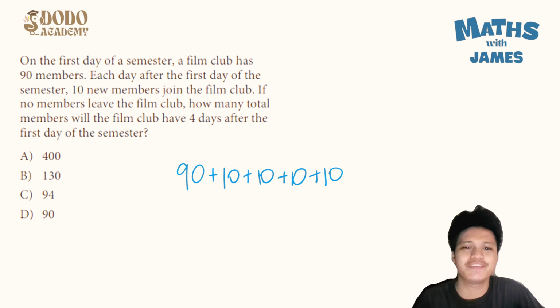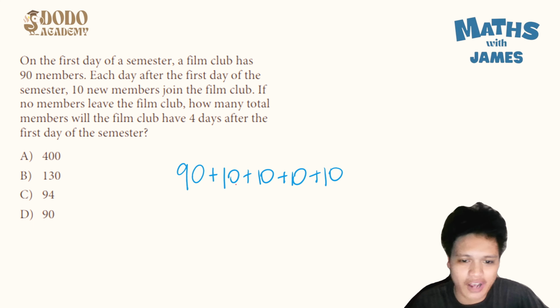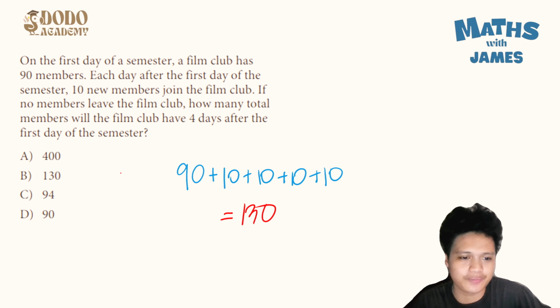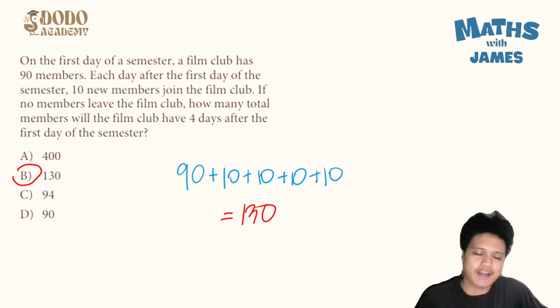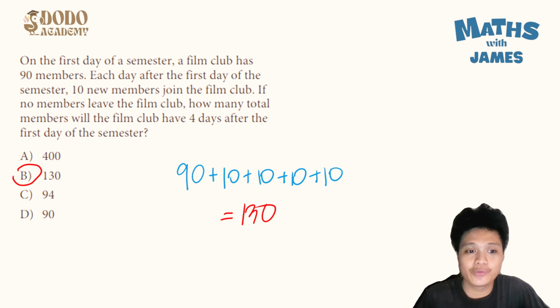So, to determine the number of members 4 days after the first day of the semester, we basically just add everything. So, 90 plus 10 gives 100, and 100 plus triple tens will give us 130. And therefore, 4 days after the first day of the semester, there will be 130 members in the film club.